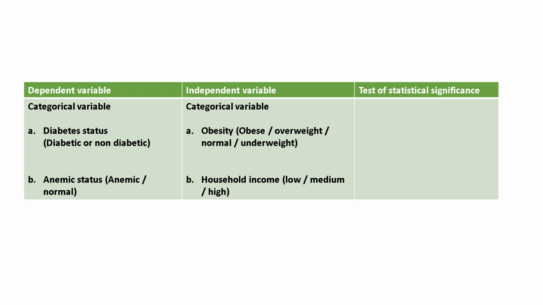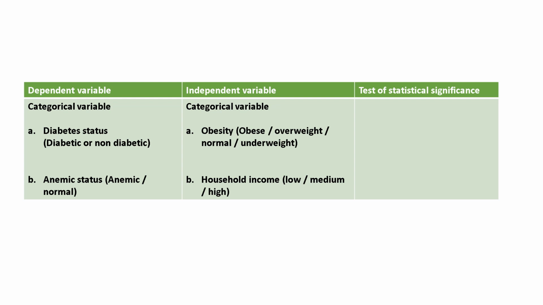Independent variable examples are obesity: obese, overweight, normal or underweight; household income: low, medium or high; education status: uneducated, primary school educated, secondary school educated, college educated. So the independent variable is categorical.